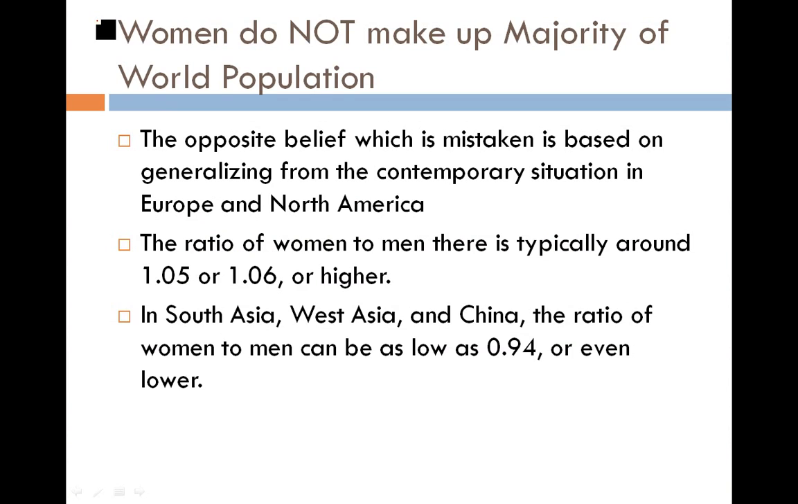Now, contrary to popular belief, women do not make up the majority of the world population. The opposite belief, which is mistaken, is based on generalizing from the contemporary situation in Europe and North America, where the ratio of men to women is 1.05 or higher. However, in South Asia, West Asia and China, the ratio can be as low as 0.94 or even lower.